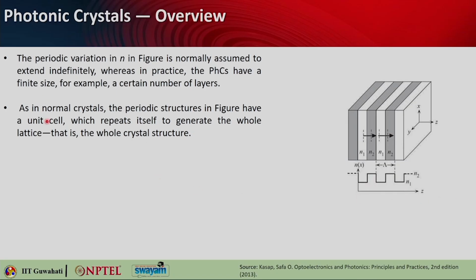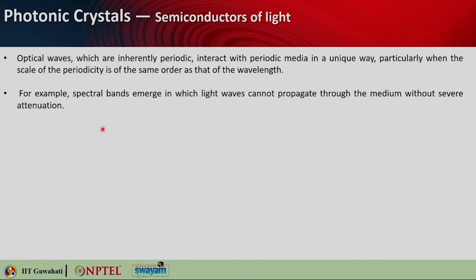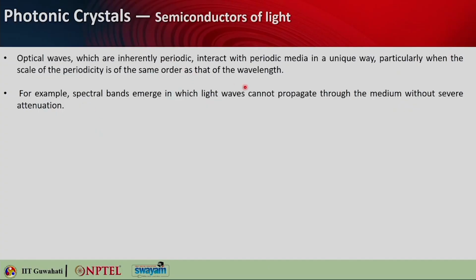Now as in normal crystals, the periodic structure has a unit cell. So what is the unit cell here? This N1 and N2, the whole thing, these two together give you the periodic cell. You can define the period, that is capital lambda, and you have to repeat this period over the length so that you can get a 1D photonic crystal. Now when optical waves encounter this periodic variation of refractive index, they will do something. Optical waves are themselves inherently periodic, and when they interact with periodic media, they do it in a unique way, particularly when the periodicity of the material is of the order of the wavelength of light.